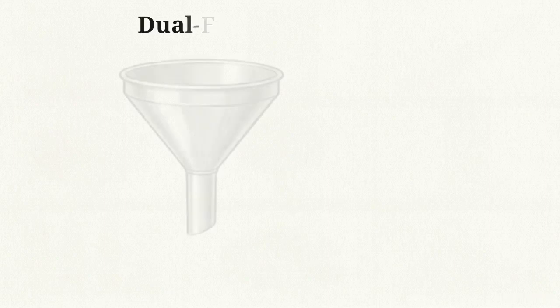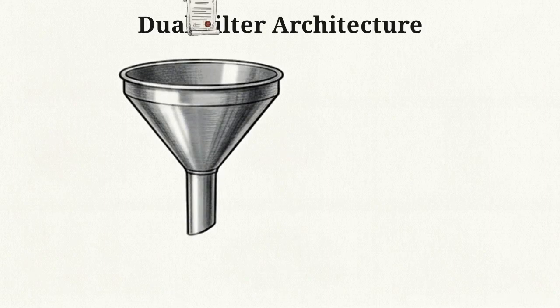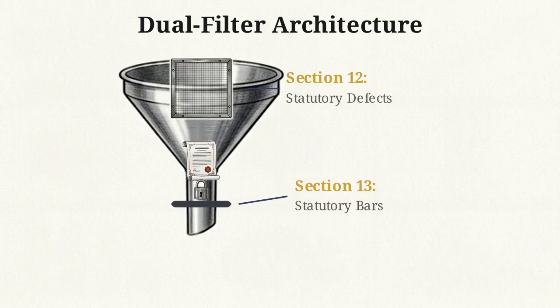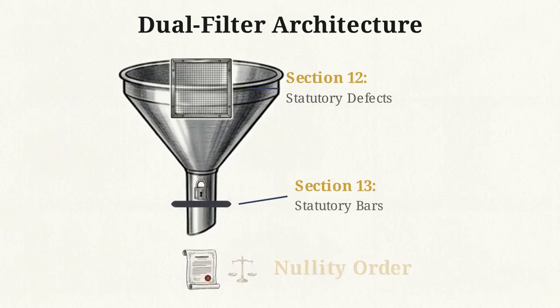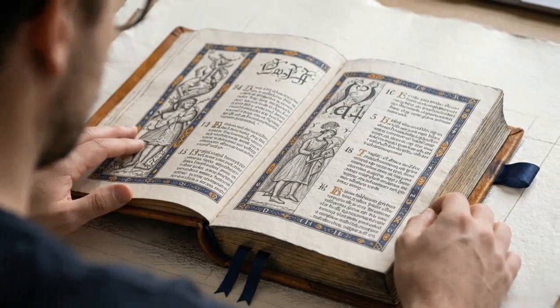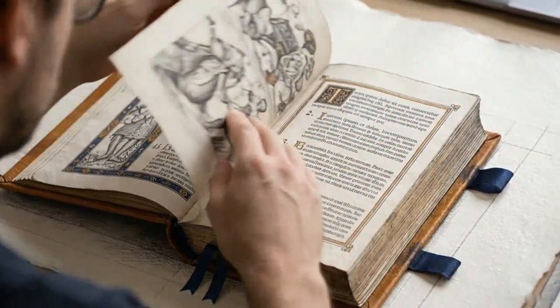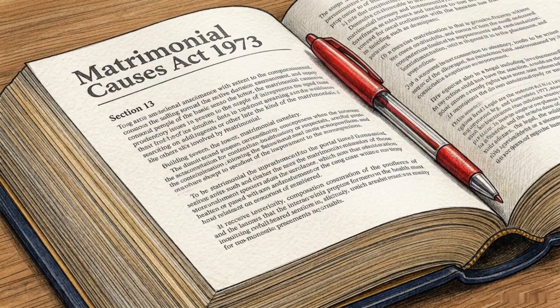To dismantle a voidable marriage, an applicant must navigate a dual-filter architecture. First, they must prove a specific defect under Section 12 of the Matrimonial Causes Act. Then, they must survive the absolute statutory bars set out in Section 13. We will now analyze how this architecture operates in practice, examining the specific clusters of Section 12 grounds, the case law thresholds required to prove them, and the strict statutory firewalls of Section 13.